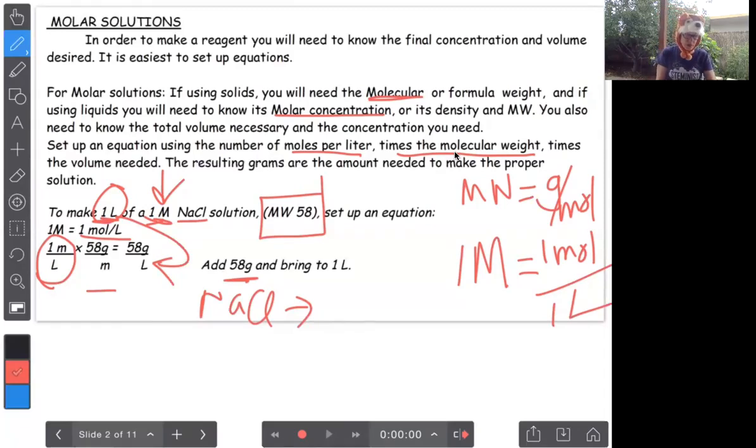Okay. So again, we just need to know 58 grams per mole in 1 liter, because 1 mole in 1 liter. All right. Yes? No? Yes.